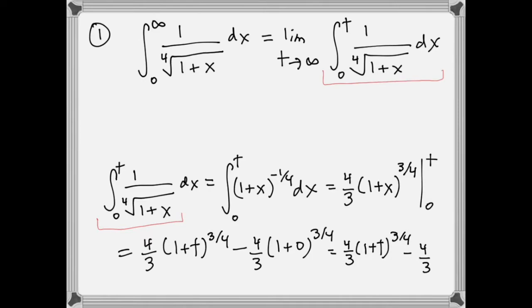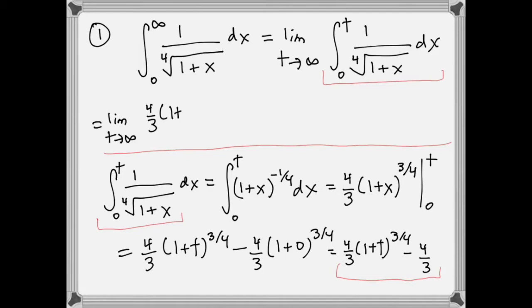Okay. So everything I wrote here is the answer to that thing above. But now I need to actually take the limit, okay? So let's now take the limit. This is going to equal the limit as t goes to infinity of 4/3 times (1 plus t) to the 3/4 minus 4/3. So if you let this guy go to infinity, that guy is going to go to infinity. So the whole thing is equal to infinity.